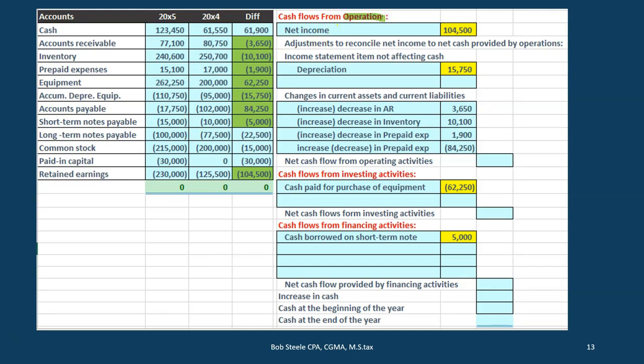Now, notice we could have borrowed something other than cash. We could have bought something and financed it. But even in that case, it wouldn't be an operating activity. So once again, I'm going to make an assumption.